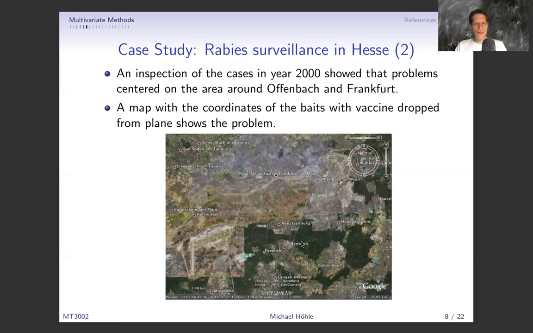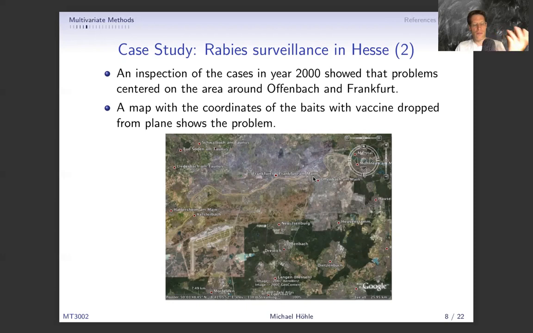They didn't understand why they had a lot of cases close to here, which is the Main-Kinzig-Kreis, and here this is, I think, the city of Frankfurt. Which made them investigate why. One suspicion was that the vaccination campaign did not work as well as they wanted. So at least that's one investigation.